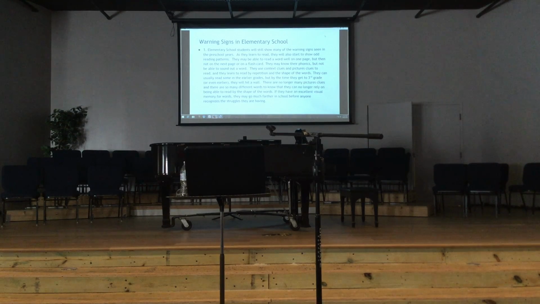They use context clues and picture clues to read, and they learn to read by repetition and the shape of the words. They can usually read some in the earlier grades, but by the time they get to 3rd grade or even earlier, they'll hit a wall unless they have a really great visual memory. There are no longer many picture clues. There are also so many different words to know that they can no longer rely on reading by the shape of the words. If they have an excellent visual memory for words, they may go much farther in school before anyone recognizes the struggles they are having.